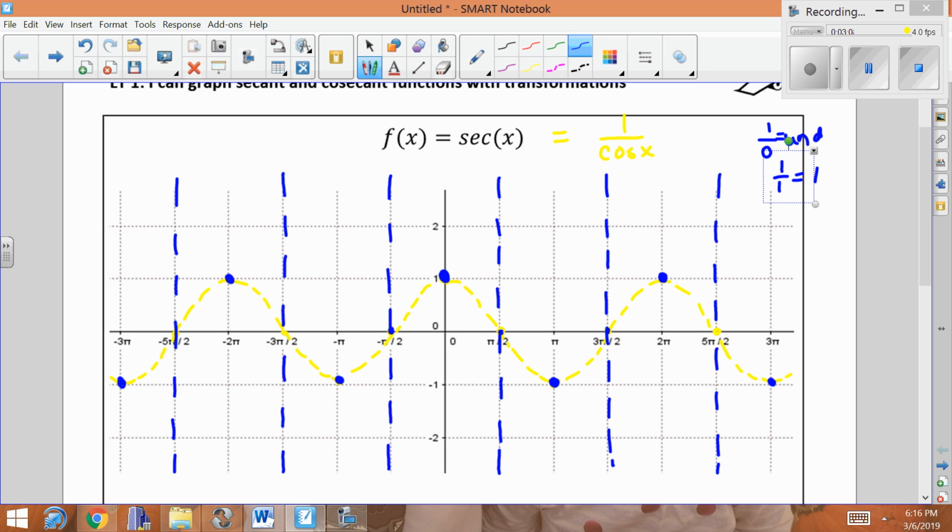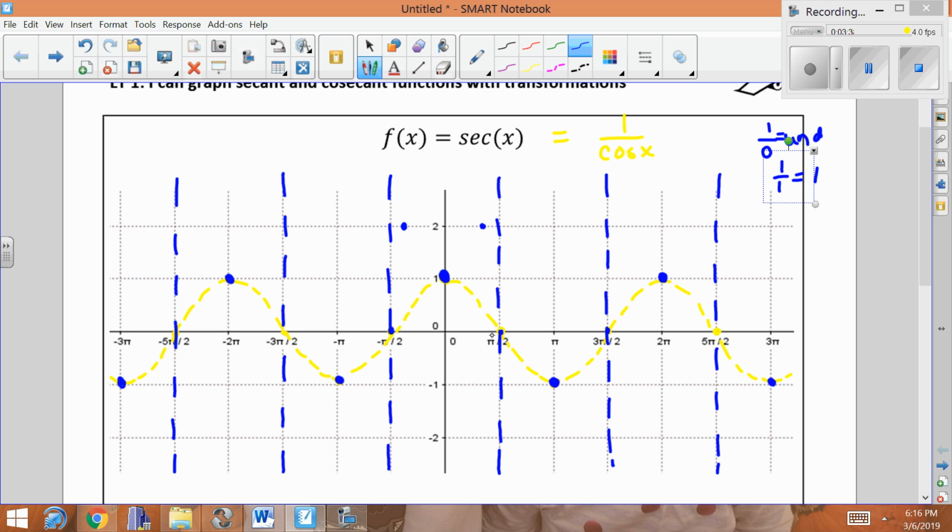So now if I think about some of the other points, and you're not going to have to do this for all of them, but if I think about pi over 3, if we go over to pi over 3 on the unit circle, we know at pi over 3 the cosine value is 1/2. So if we think about the reciprocal of 1/2, reciprocal of 1/2 is 2. So you're actually going to have a value here. Same thing if I go to negative pi over 3, that value reciprocal is going to be 2.